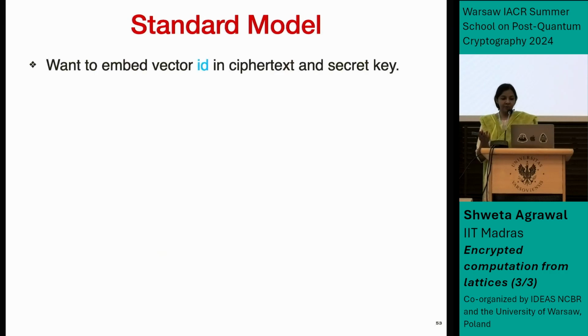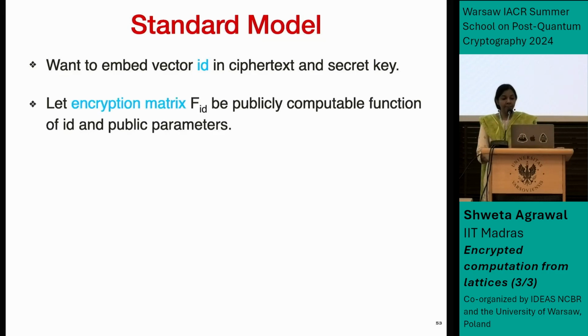And of course, the answer to this is yes. So once again, we want to embed this vector ID in the ciphertext and the secret key. And now what we're going to do is a little bit different from what we did before. In the GPV scheme, our matrix A was fixed throughout the scheme, and it was the U that kept changing depending on the identity.